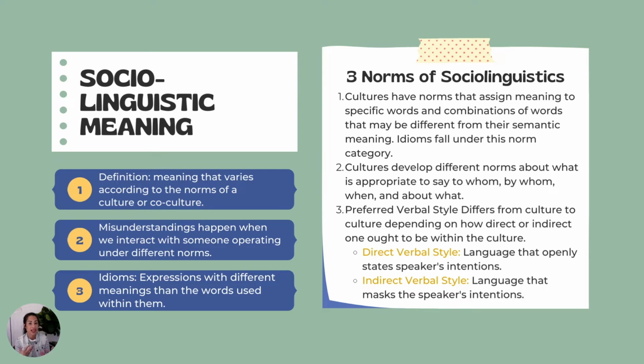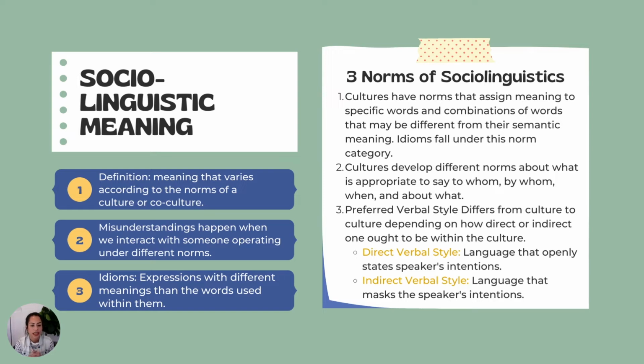And a lot of it has to do with the co-cultures that we're a part of and or the major culture. So this goes back to when we talked about cultural variations. Depending on the dominant culture you're in, that's going to influence sociolinguistic meaning, but also all the smaller co-cultures you're a part of. Those will also have an influence.